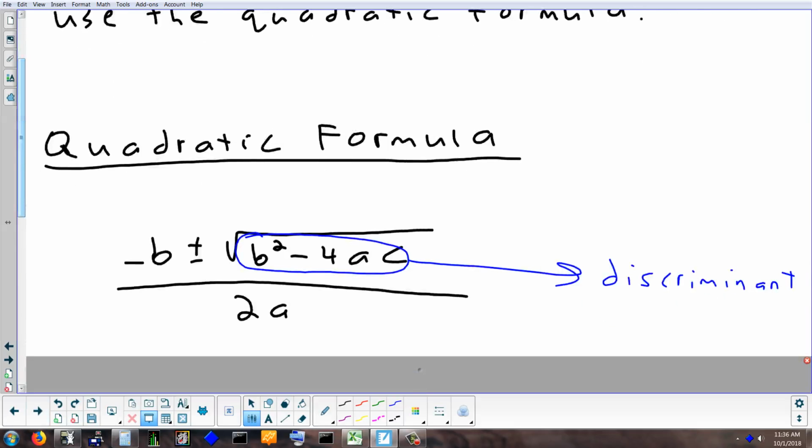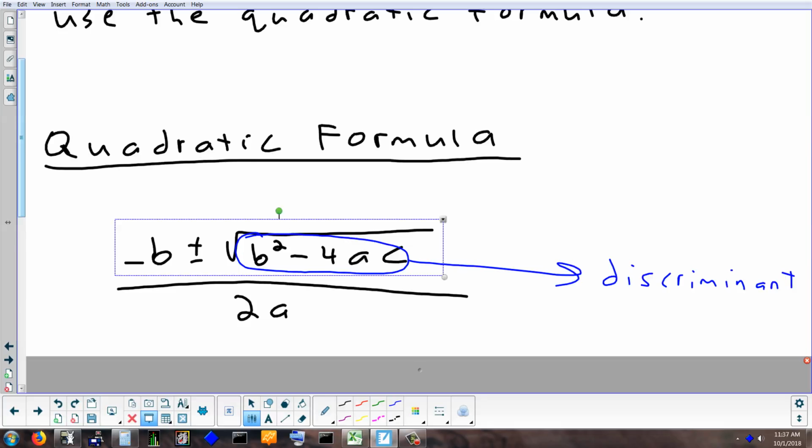This part that Sam said, b squared minus 4ac, that special part has a name. It's called the discriminant. And that part basically controls whether or not you get real answers or imaginary. For this week, the part that I have circled will always come out positive. Because if it came out negative, then you'd be taking the square root of a negative number. You can't do that with real numbers.